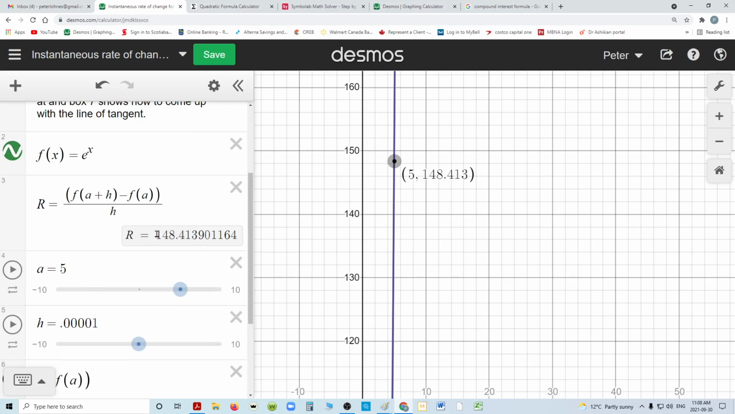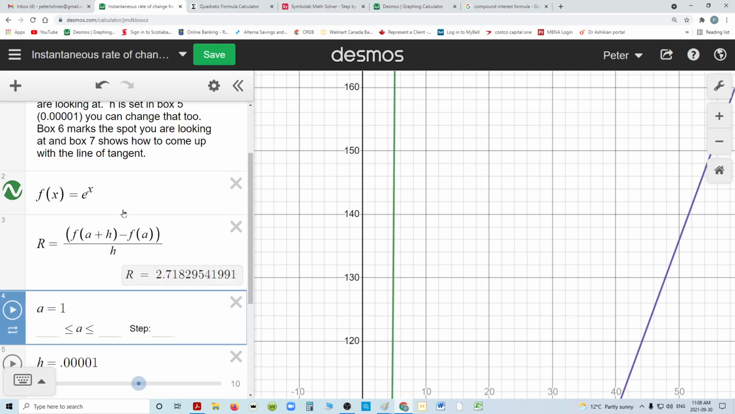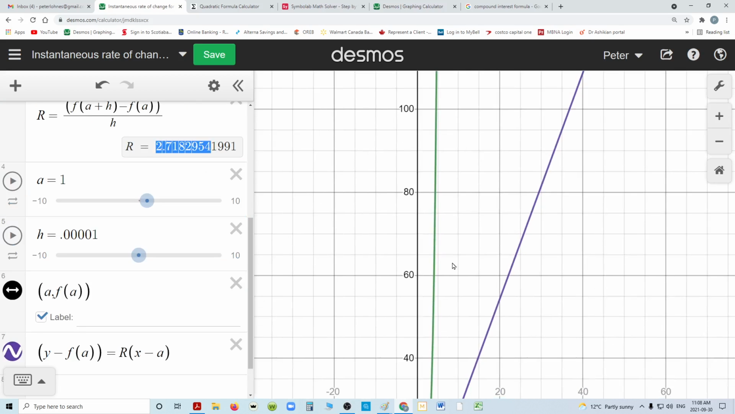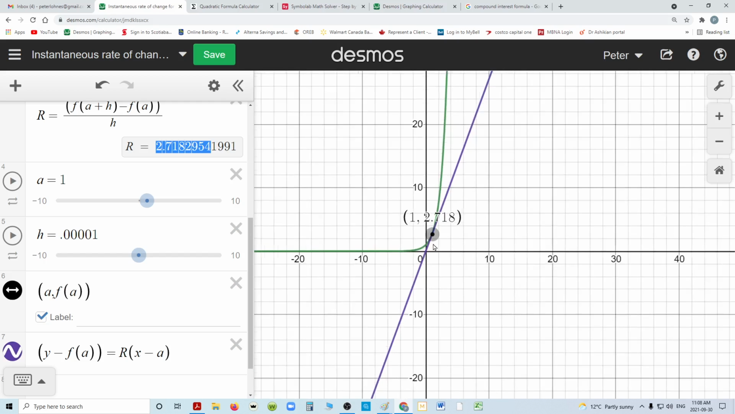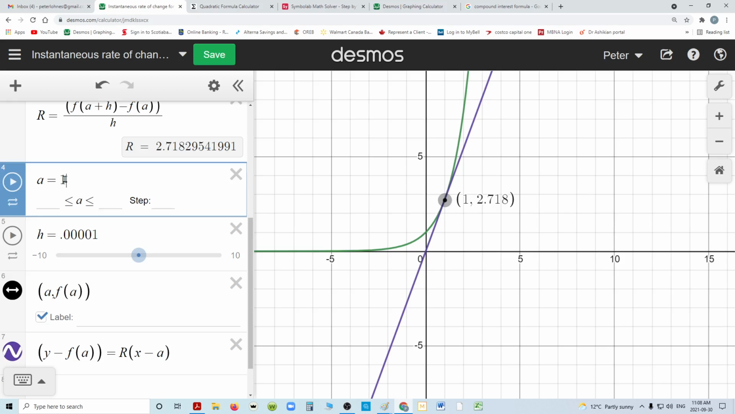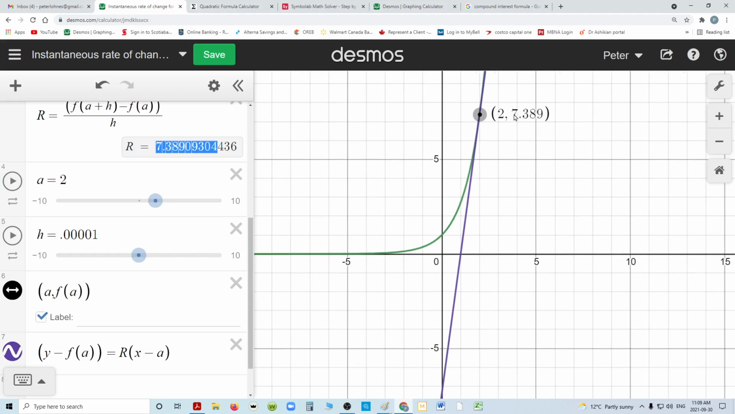But the rate of change is the same as the y value. Let's try it for when x is 1. Oh, we got a rate of change of 2.71. Well, what's the y value? It's also 2.71. So we have this interesting graph where the rate of change is also equal to the e to the x value. Let's try it for 2. Yeah, the rate of change is 7.38, and the value of y, e to the 2, is 7.38.